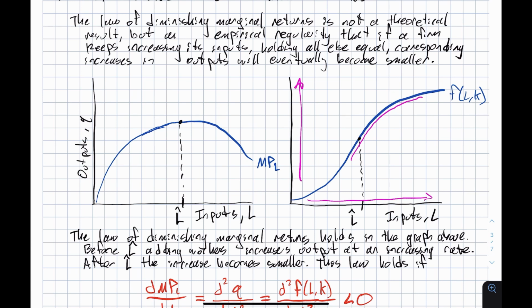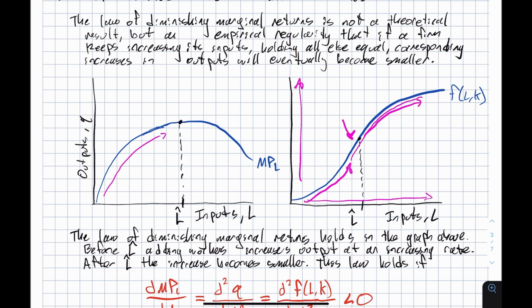So on the left-hand side here, we have the marginal product of labor, which is the first derivative of the production function with respect to L. As you can see, once we start moving past this point, L hat, the rate of increase becomes smaller. So for a while, we had an increase that was getting steeper, and then after L hat, the increase became flatter, which is represented by this curve here.